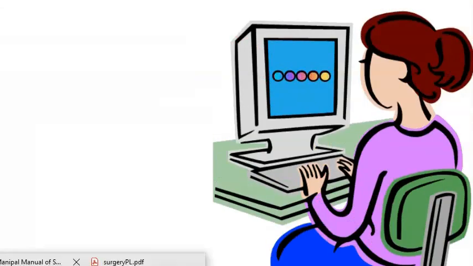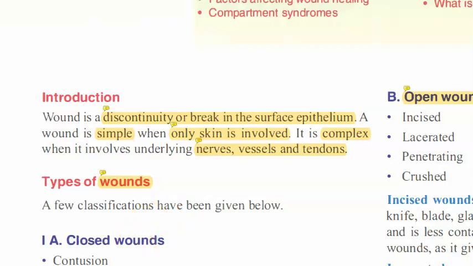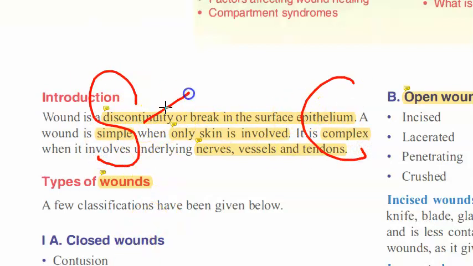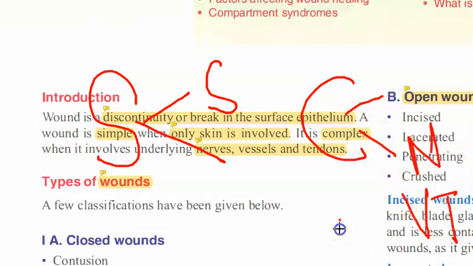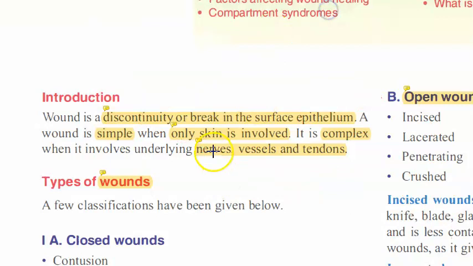So let's look at the classification of wounds, guys. So many ways are there of classifying wounds. Let us look at one simple one here. You have the simple wounds and the complex wounds. Simple is when only the skin and the subcutaneous part is affected. Complex is when something underneath is also affected, like the nerves, the vessels, the tendons, muscles, all these, if it is involved, the wound is complex. So a simple one is just involving your skin and subcutaneous tissue, okay?